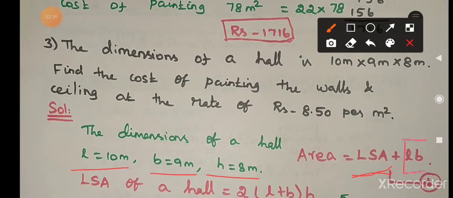1 ceiling means, please see above, your ceiling is rectangular shape. So the area of the rectangle is length into breadth. So 4 sides, then plus 1 ceiling. 4 sides means LSA. Then 1 side is rectangular shape, L into B. So the area of this hall is LSA plus LB.